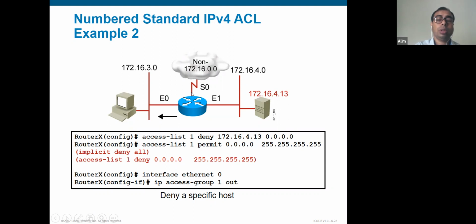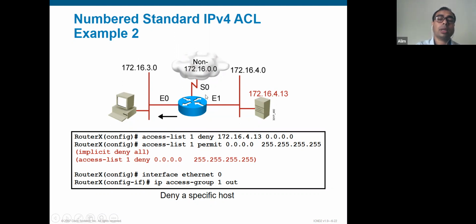And where do we apply this Ethernet 0? We want to apply this for the 172.16.3.0 network, which is connected to Ethernet 0 of the router. So if we apply this access list with IP access-group 1 outbound, then traffic will be allowed according to access list 1.